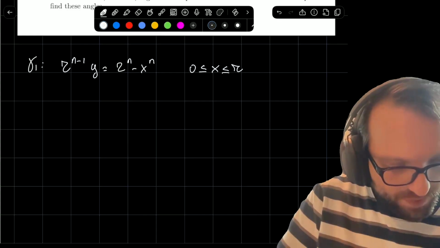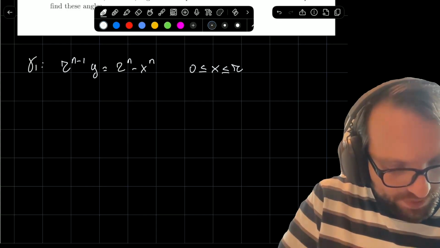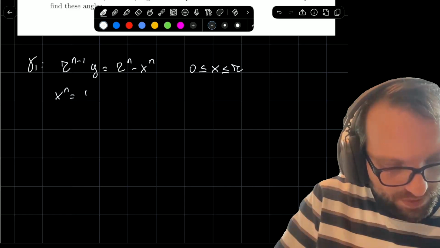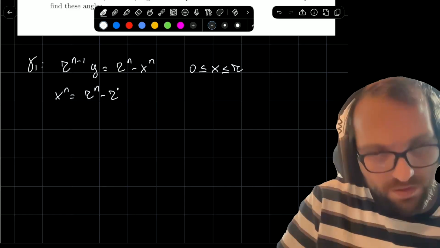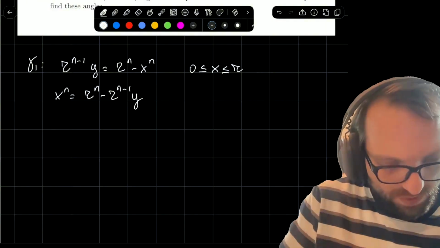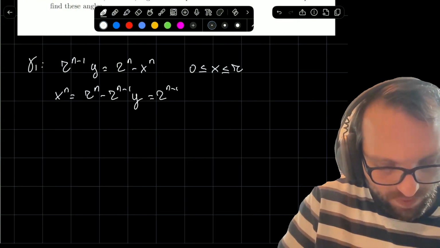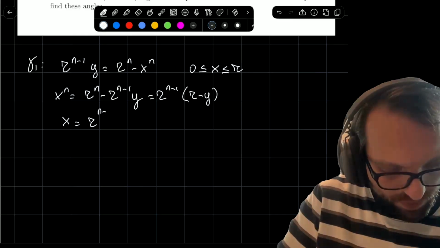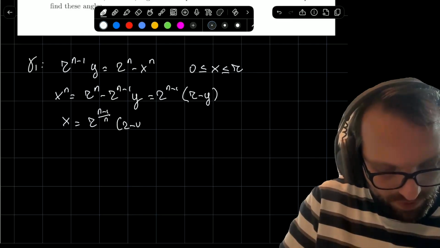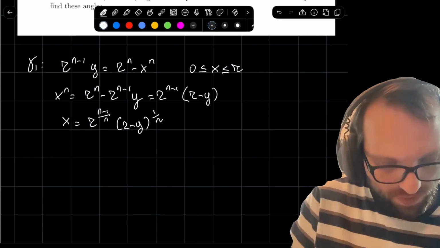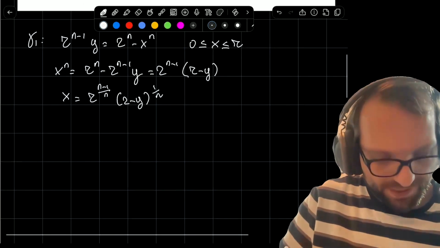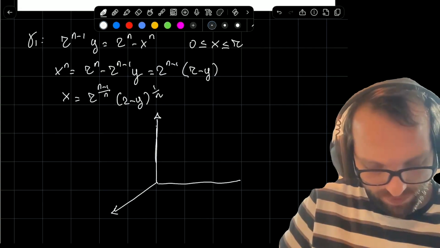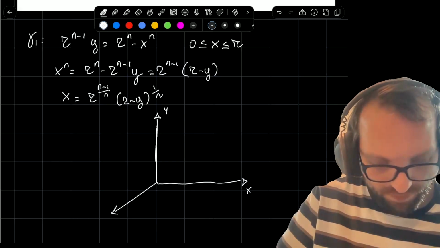I'm going to write this expression as a function of y. So x is quite a complicated expression. Now let's try to make a sketch. It's always useful. Here we have x, here we have y.